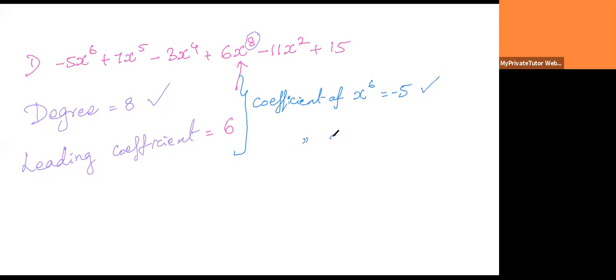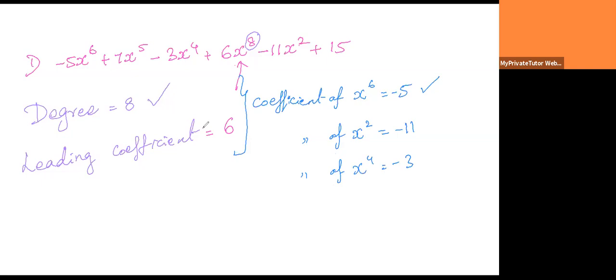Similarly, what is the coefficient of x^2? It is -11, you can see that. The coefficient of x^4 is -3. We will have many coefficients in an expression or polynomial, but the leading coefficient is based on the highest degree. I hope everyone understands this.